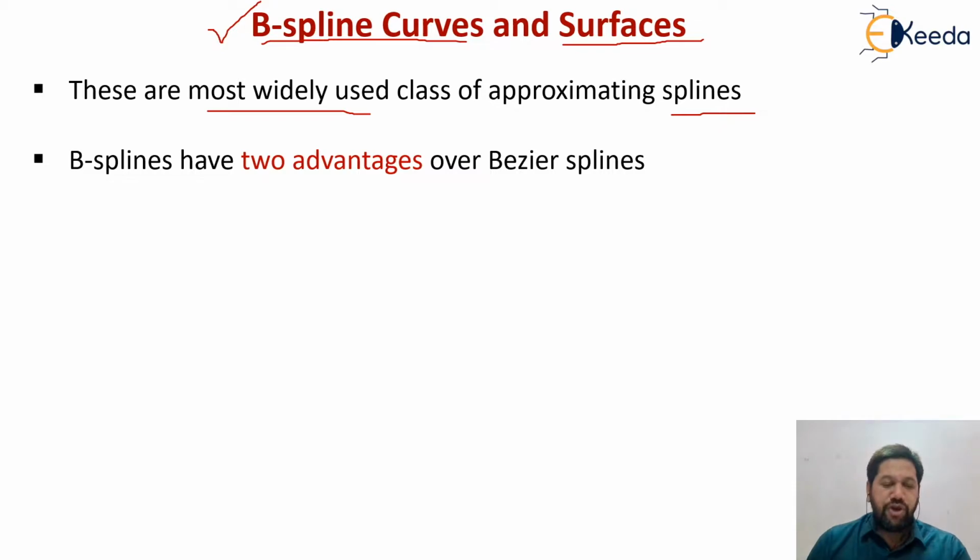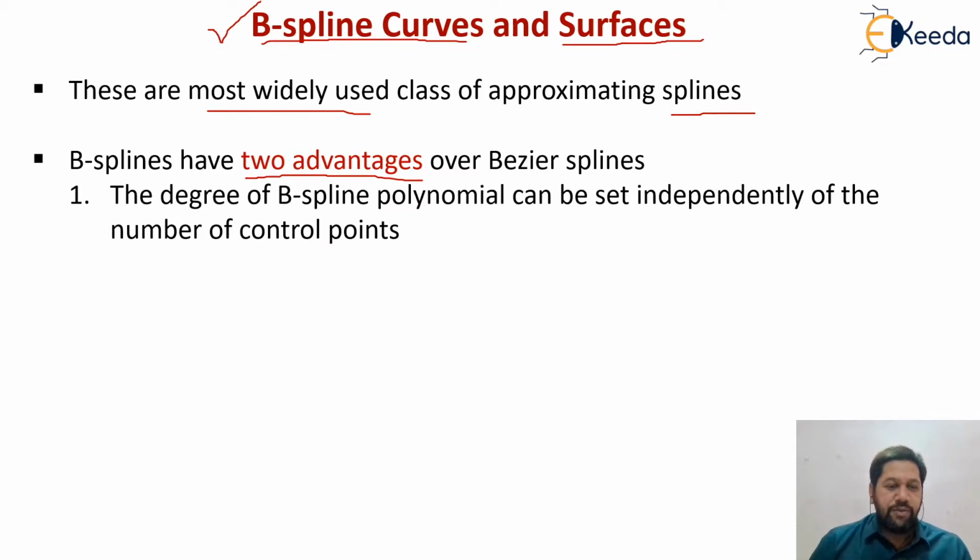Now, as I told, we should compare the B-spline with the Bezier curve. We have learned the Bezier curve, so now we are going to consider the B-spline and Bezier curve. B-splines have two advantages over the Bezier curve or Bezier spline. What is the first advantage? The first advantage is that the degree of the B-spline polynomial can be set independently of the number of control points.